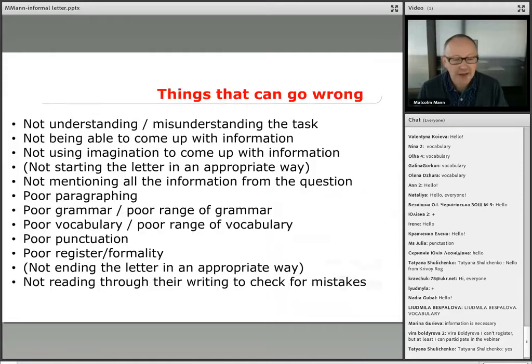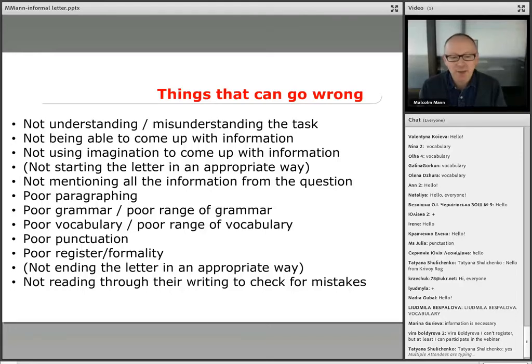So paragraphing is important. As people said in the chat box, poor grammar and showing that you don't have a broad range of grammar is going to make you lose marks and show that it's not a successful piece of writing. Poor vocabulary and showing you don't have a broad range of vocabulary is going to mean that you don't get as many marks as you should. Punctuation, of course, is important. And register and formality are important. This is not just a letter, it's an informal letter. And our students need to understand exactly what that means. And I think that's a big area that we need to do a lot of work on.